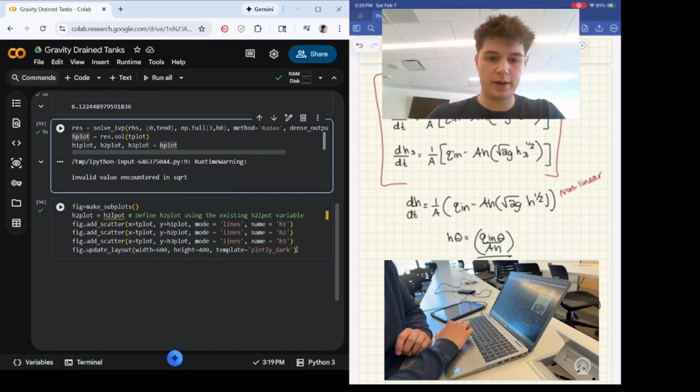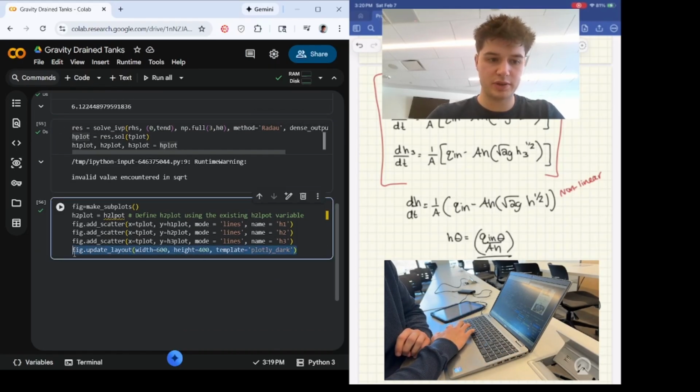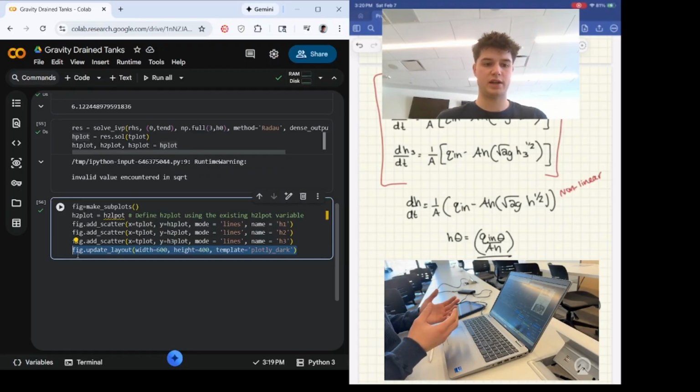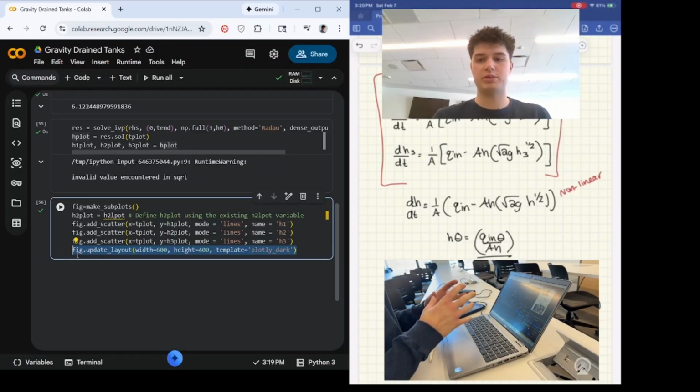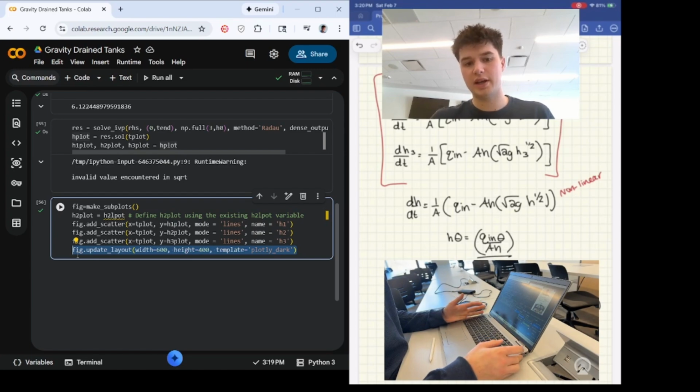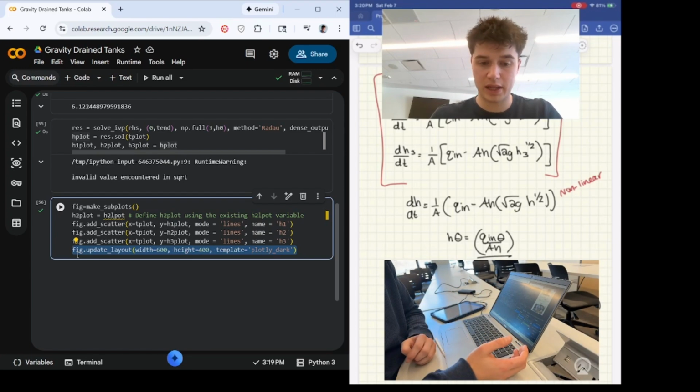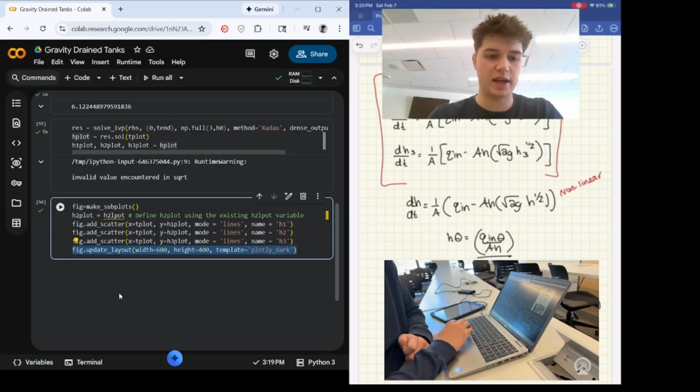And then also here at the bottom, I inputted fig.update_layout. It allows you to adjust the graph that you're going to output. So here, since my Colaboratory background's black, I'm going to make mine black, just easier on the eyes, and then also made the height and width 600 and 400 respectively.